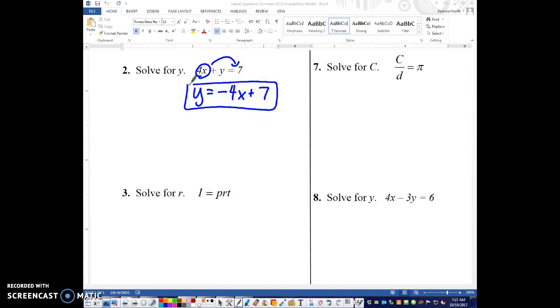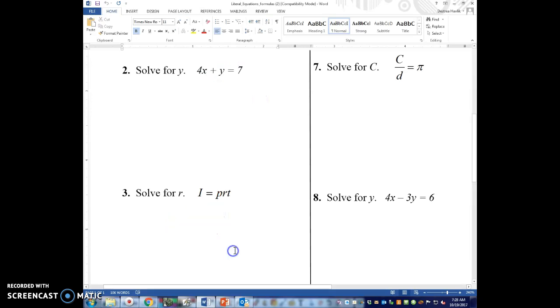Okay, for number 3, it says solve for r. So when it tells us what to solve for, what are we going to do? Circle it. Circle what you're trying to find. You're trying to get r by itself. So what are p and t doing to r? They're both multiplying times r, right? So how do we get rid of both of them? Divide. We're just going to divide by both, p and t. Okay? So p gets crossed out, t gets crossed out. So we're left with r, and r is equal to I divided by p and t. Because you can't simplify I divided by pt, so you just leave it the way it is. Okay?